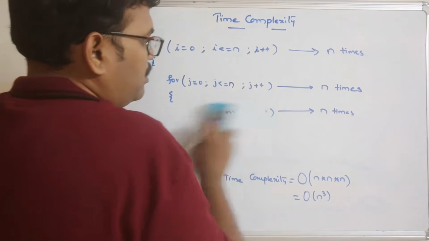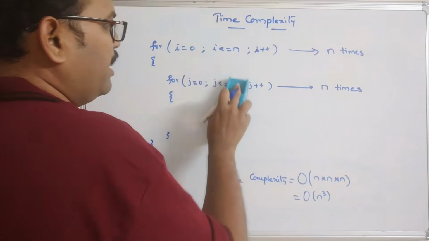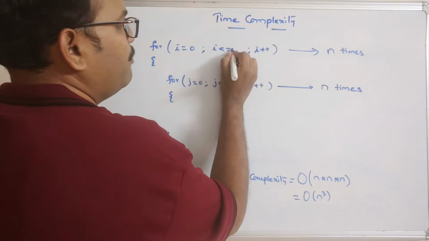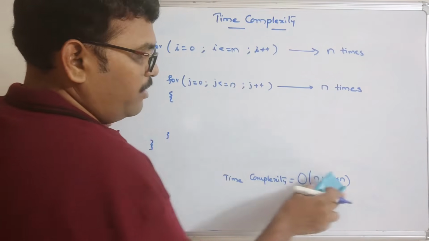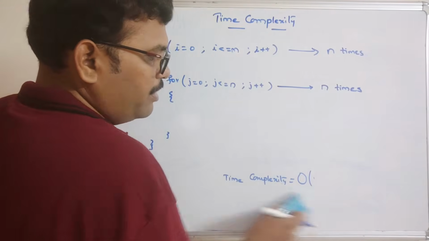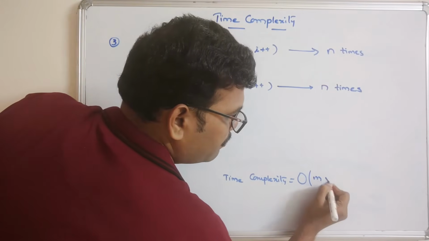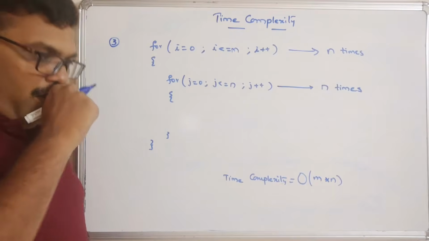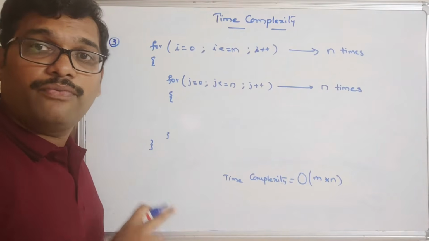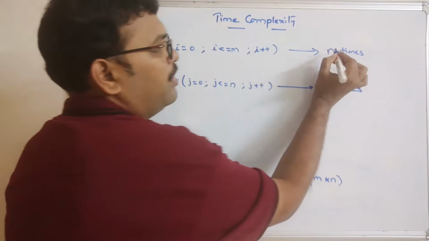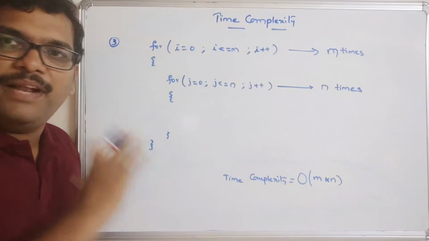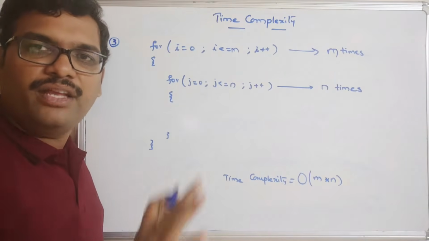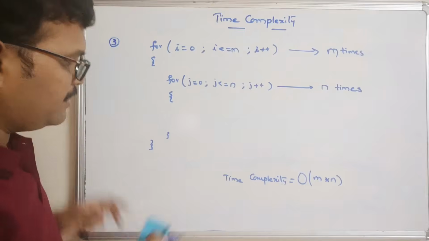Now consider this one to be m and this one to be n. Then we can say the time complexity will be order of m into n. So simply we have to multiply the time complexities of each and every loop.